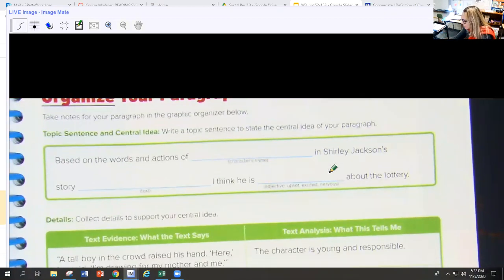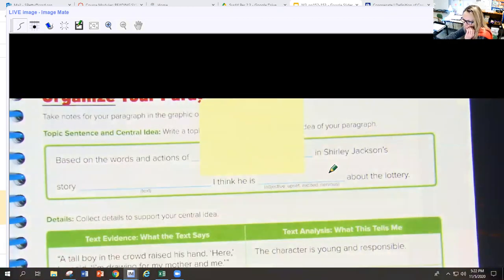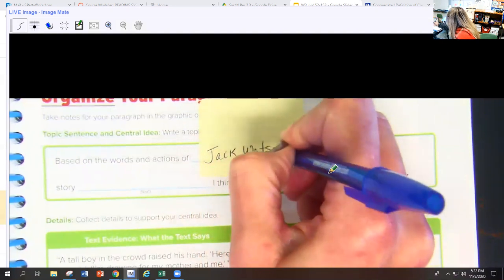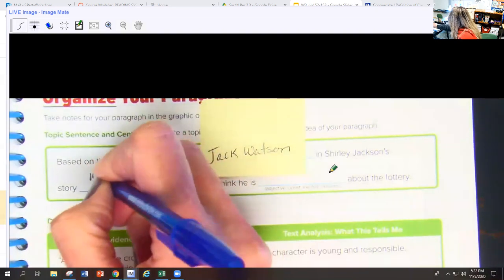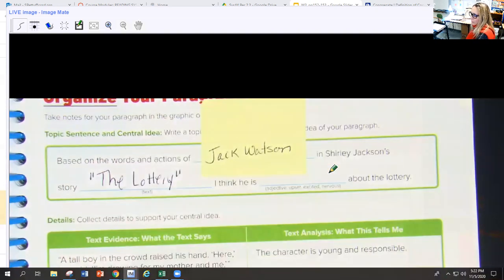At the top, I am doing a specific person. Now, I don't want to write this directly on the paper because that way I can use it in class. So we are going to write the person's name in, okay? And the person I'm choosing is Jack Watson. Let me just double check it. So based on the words and actions of Jack Watson in Shirley Jackson's story, The Lottery, I think he is upset, excited, nervous. Choose one of those about the lottery.